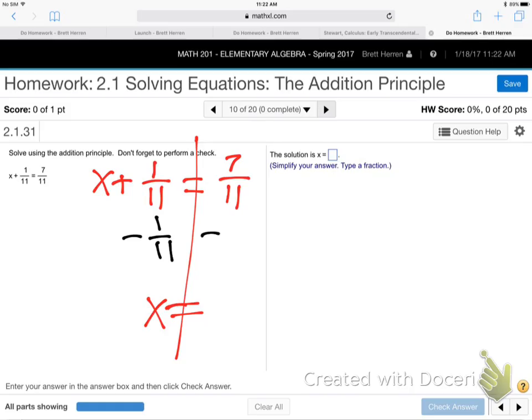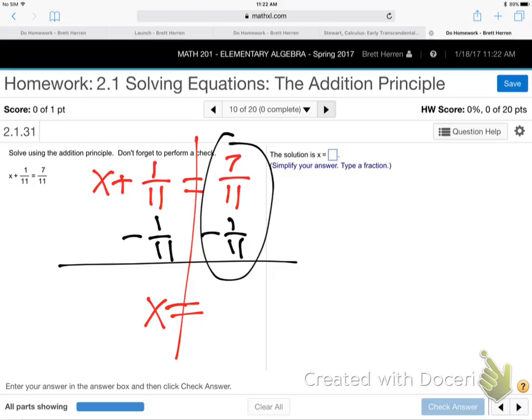Whatever you do to one side, you have no choice but to do the same thing to the other to keep the balance. So that'll be 7/11 minus 1/11, which is 6/11. Is that good? Everybody happy with that? All good?